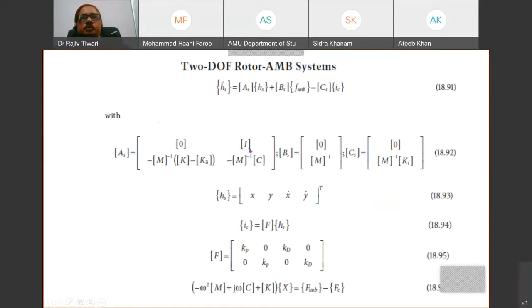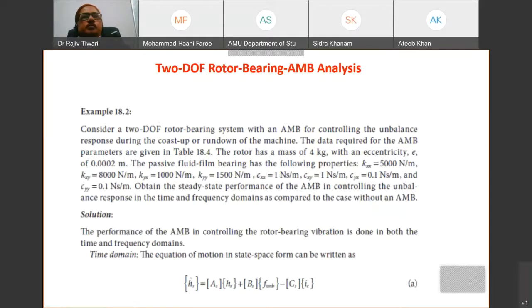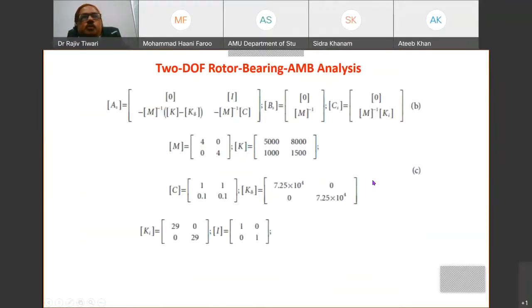So this is in the frequency domain. Now instead of the variable form, we have matrices, but this is in the frequency domain. So the same model, with a 2 degree of freedom system with bearing properties, with direct and cross coupled terms, we can use in this model. We can generate the response.